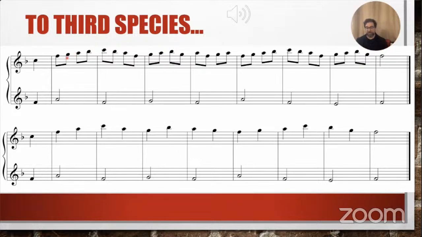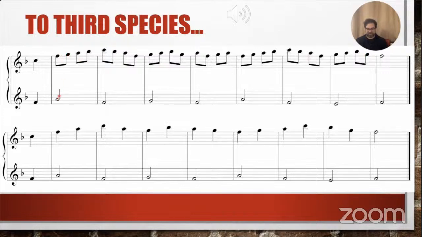And so right now, this is a good example of third species, even though it has only one high point. It should have, it has two high points, it should only have one. So that's not great, but otherwise this is a good example of third species. It has a lot of passing motion, it has a lot of dissonance.